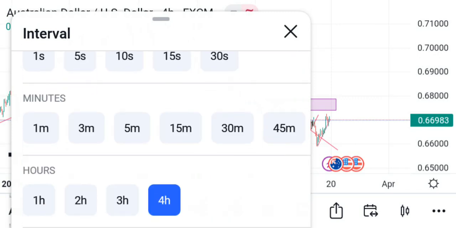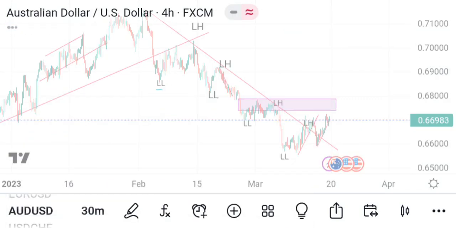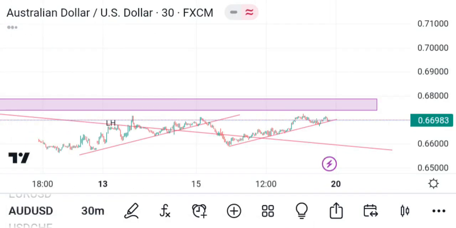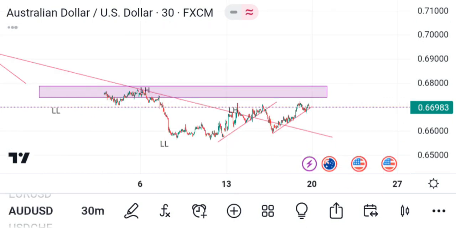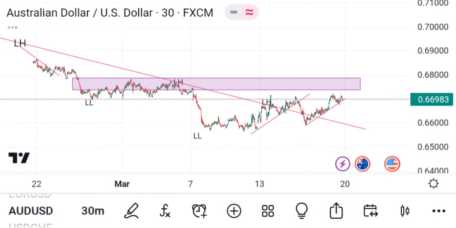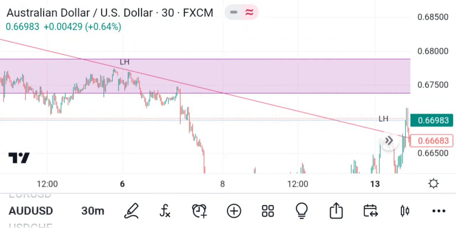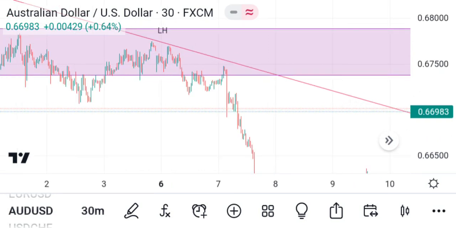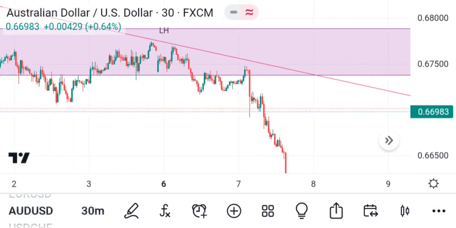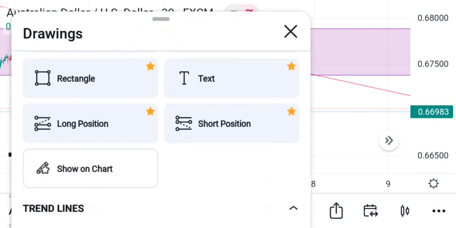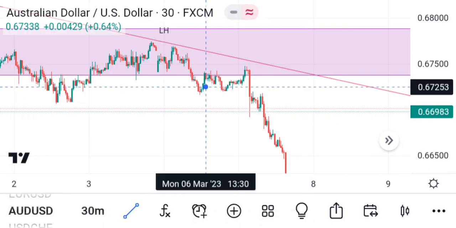Let's see what's happening. Okay, so this is all we got. I'm going to show you what happened here. So the market is in an area of value. Let's draw a trend line. I always do that because it gives me a clearer picture to know what's happening.